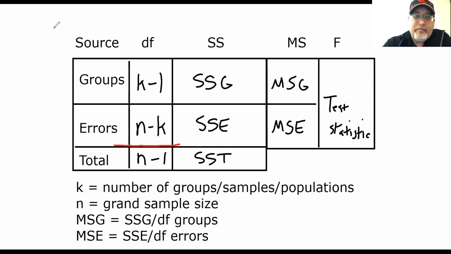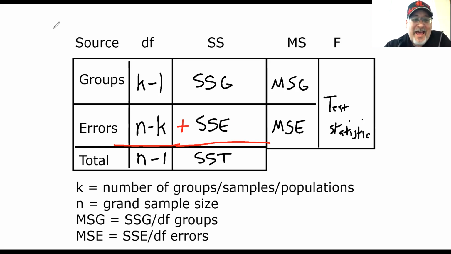And if you recall from the discussion about variability, we also have that additive nature in the SS column. SS total was defined to be SS groups plus SS errors, SSG plus SSE.